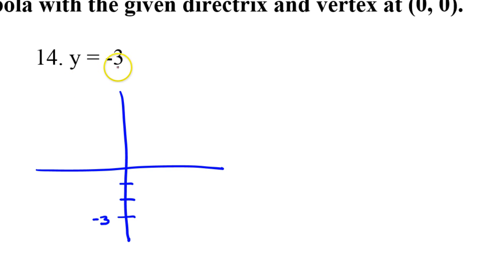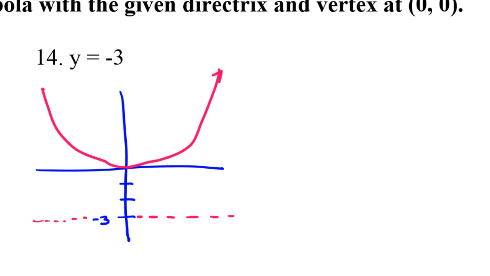Y equals a number is a horizontal line. So y equals -3 is a horizontal line at -3. So this is the directrix. That means that the parabola must open in the opposite direction. So the parabola opens up. That also means that the focus, if the directrix is 3 down, then the focus is 3 up. So the focus is right here. That's important because that tells us the p-value. So basically p is 3.